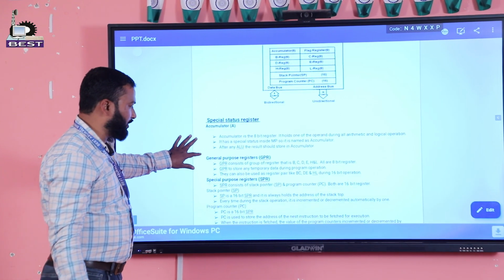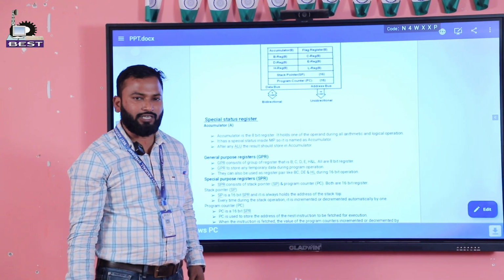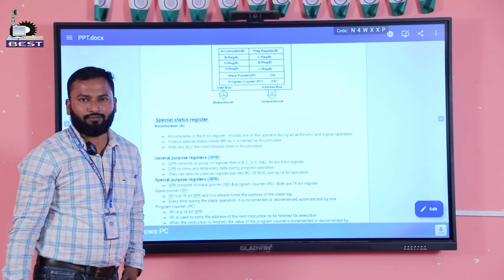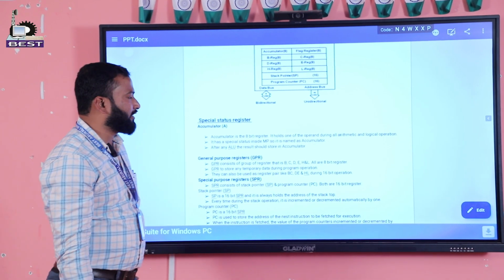Next, your special purpose registers, indicated by SPR. SPR consists of the stack pointer and program counter. Both are 16-bit registers.